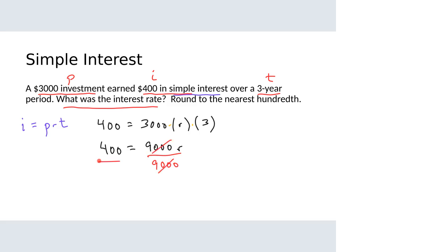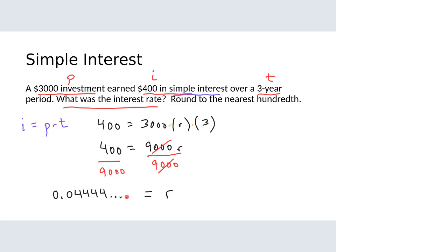If we divide by 9,000 on the right, we also have to divide by 9,000 on the left. And all that's left on the right-hand side is the R. That was the whole point of that step. And now on the left, we have 400 divided by 9,000. And let's see, I get this decimal, 0.044444, and that keeps repeating.